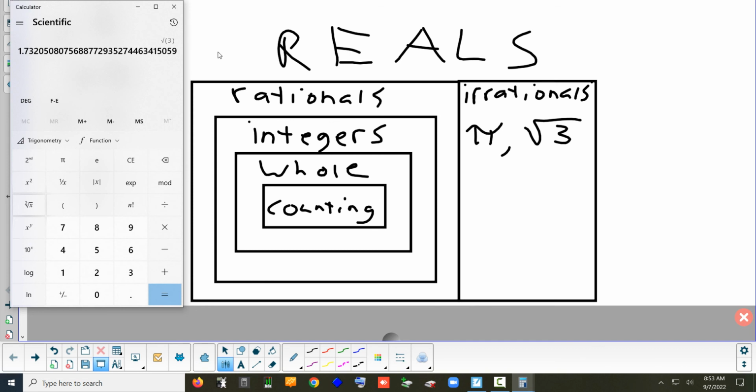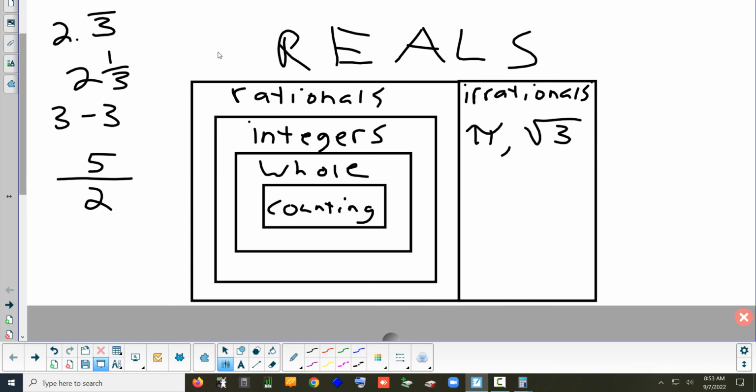Now, if you take all the numbers that you can write as fractions and all the numbers you can't, we call that the real number system. Essentially, those are the numbers you learn about in Algebra 1, real numbers. There is something beyond real numbers, complex or imaginary. We're not going to talk about those right now.